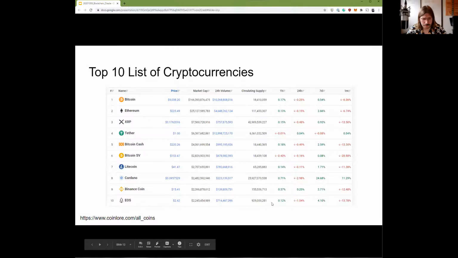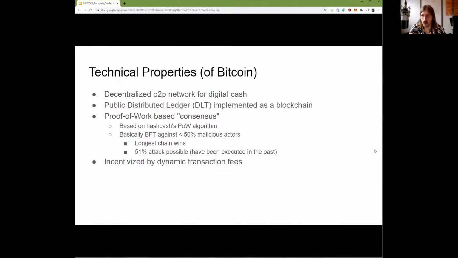It's a list of top 10. But the most important ones, in my opinion, are Bitcoin and Ethereum, if you are thinking about blockchain in the context of cryptocurrencies. Now, what is a little bit more interesting, in my opinion, is looking into the technical properties of blockchain systems. And we want to look into them by using Bitcoin as an example, because Bitcoin is quite simple as compared to other blockchain systems.